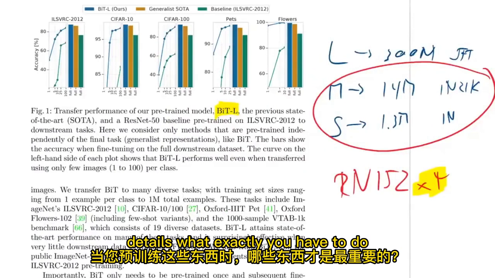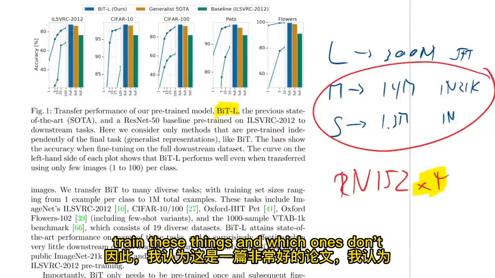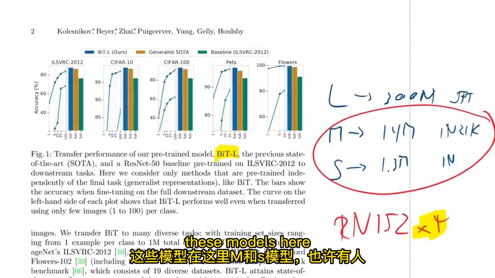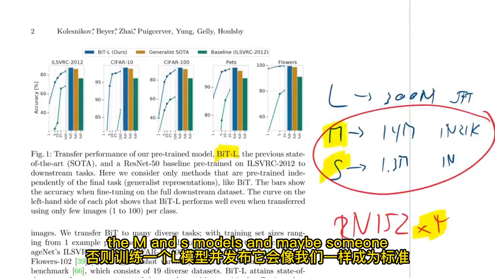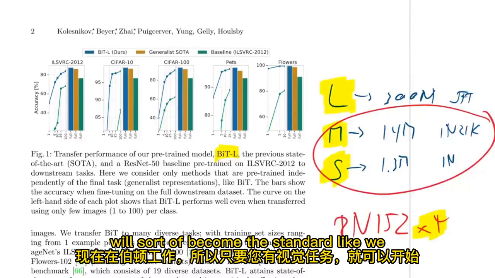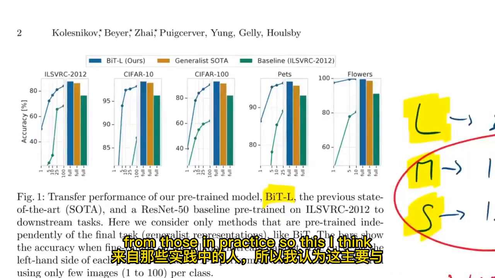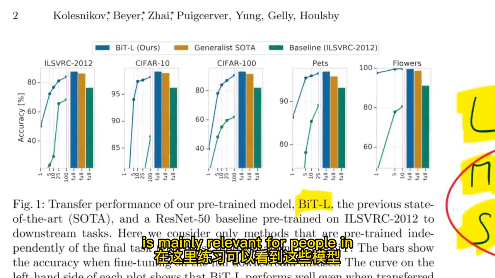The paper just details what exactly you have to do, which things matter when you pre-train these things, and which ones don't. And therefore, I believe it is a pretty good paper, and I think that these models here, the M and S models, and maybe someone else trains an L model and releases it, will become the standard like we have in BERT now. So whenever you have a visual task, you're just going to start from those in practice. So this, I think, is mainly relevant for people in practice.